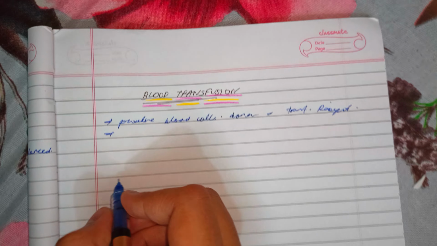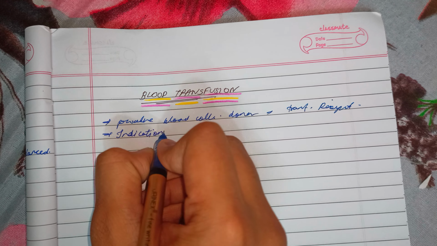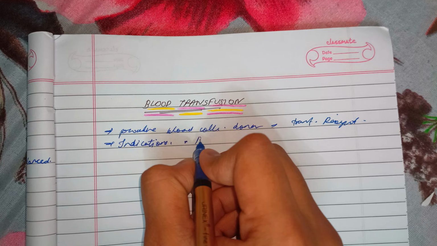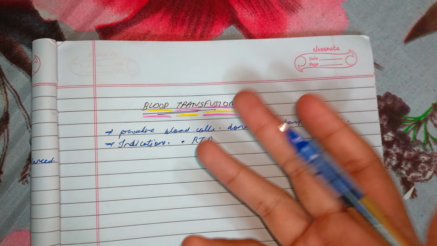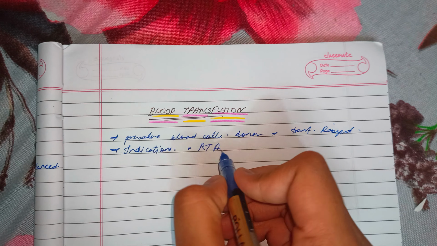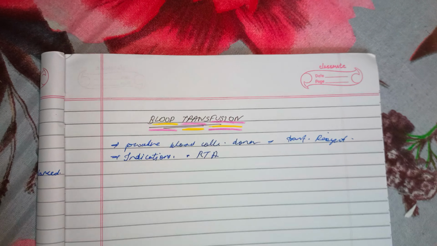Now why is it done? What are the indications? Sudden blood loss, in RTA, road traffic accidents. There is a sudden and large volume of blood lost by the person. In such conditions we need to transfuse blood to the recipient.